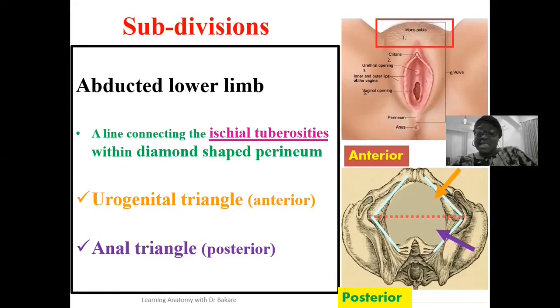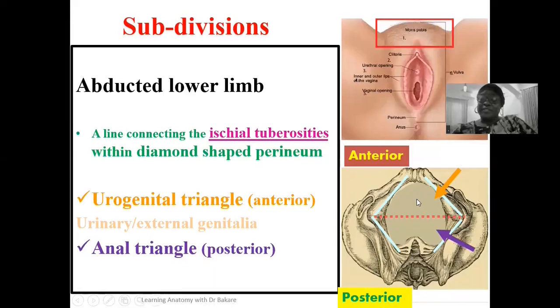For the urogenital triangle that is located at the front, it is seen to contain the urinary structures and also the external genitalia. And we say that at the front here in the anterior part is where we have the urogenital triangle. From the name, if you try to break it down, uro means urinary and genital means the genital structure. So at the urogenital triangle, we have structures of the urinary system and also the genital system.